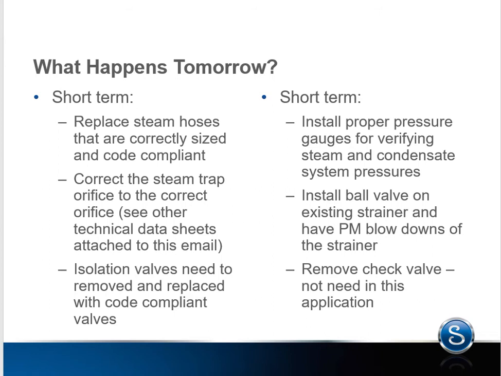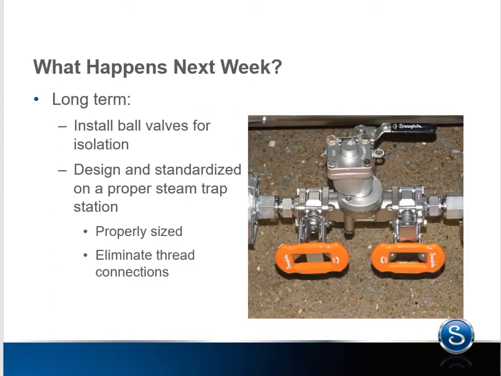Isolation valves need to be removed and replaced with code compliant valves. It's a safety issue, not code compliant. Install proper pressure gauges for verifying steam and condensate system pressures. Install a ball valve on the existing strainer and have PM blowdowns of the strainer to make sure we don't get pluggage again. And remove the check valve, which is not needed for this application.